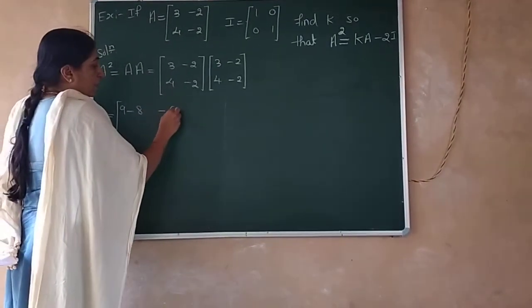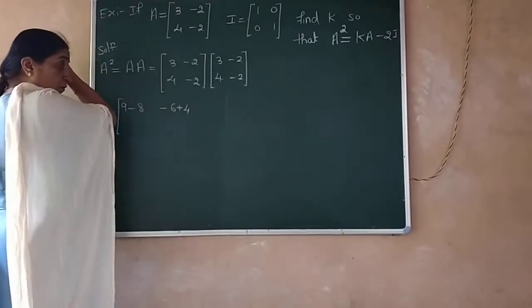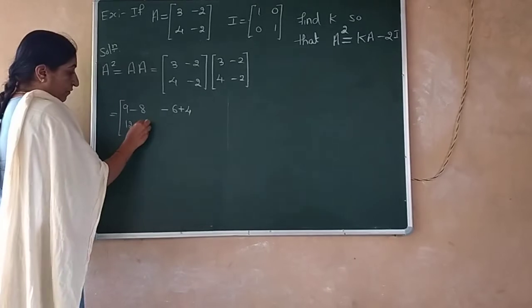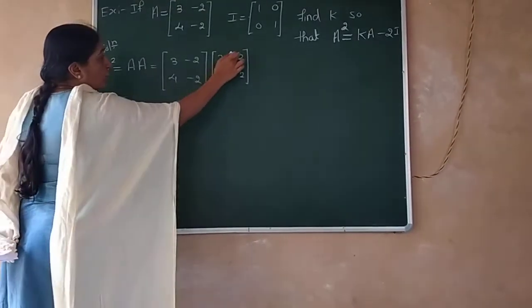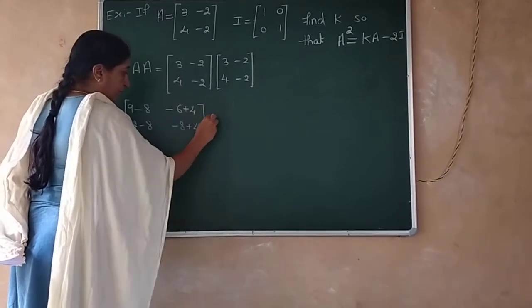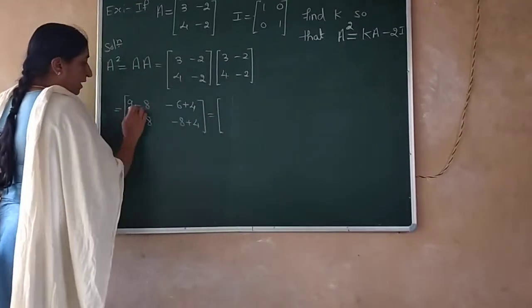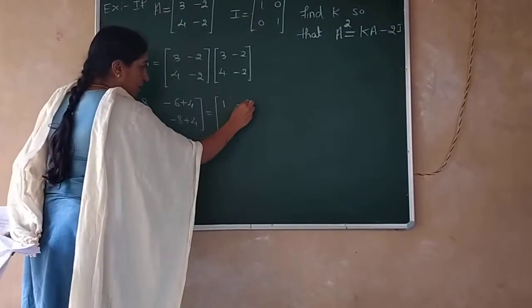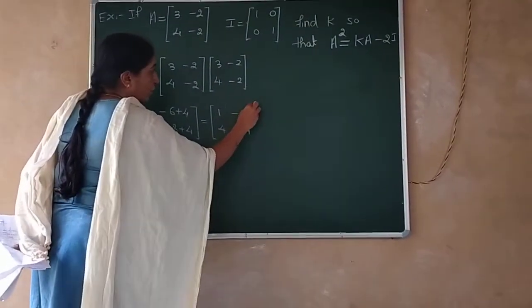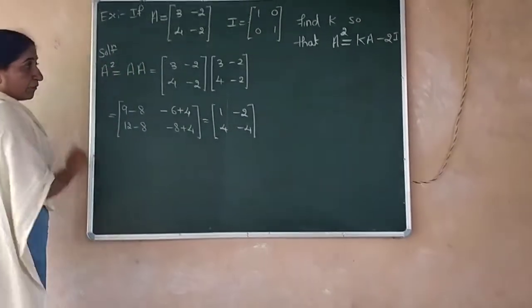Next, minus 6 plus 4. What about the next? Second row with first column: 12 minus 8. Second row with second column: minus 8 plus 4. Now it is 9 minus 8, 1. This is minus 2. This is 4 and this is minus 4. I think you got the values, same values.